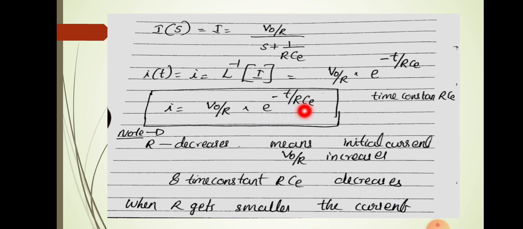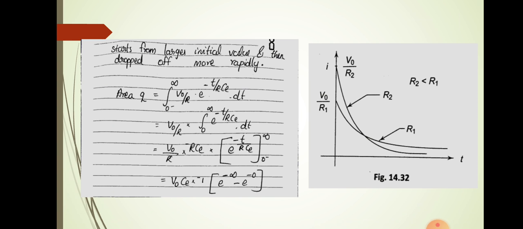What will happen to the time constant when R decreases? You know that the time constant is RC. So when R decreases, the time constant also decreases, because R and the time constant are directly proportional. If we continuously decrease this R value, what will happen to the current? The current will increase, right?